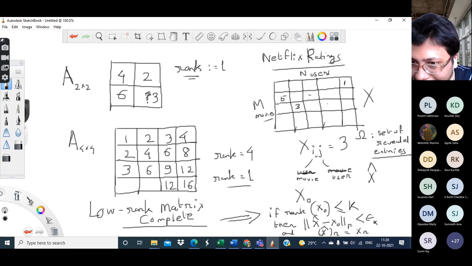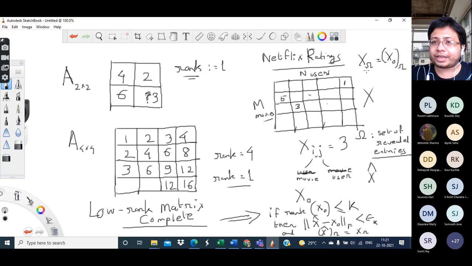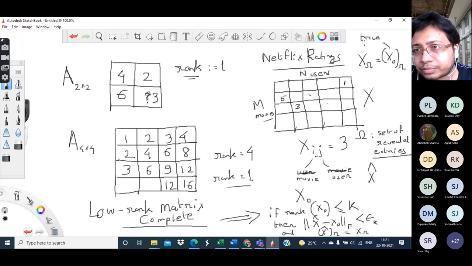And furthermore, x hat omega is equal to x omega. What is x omega? X omega is basically the set of the revealed entries. So we can say that x omega is equal to x naught omega. What is x? X is the matrix that is actually provided to us. What is omega? Omega is the list of the locations where I actually have access to the ratings. And what is x naught? X naught is the true full matrix.